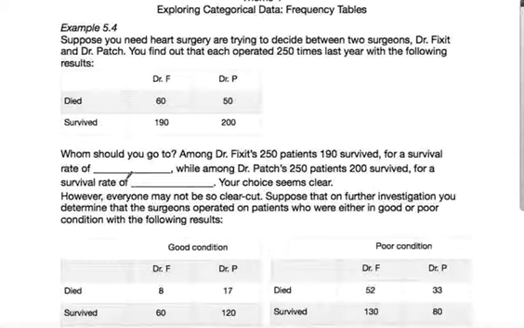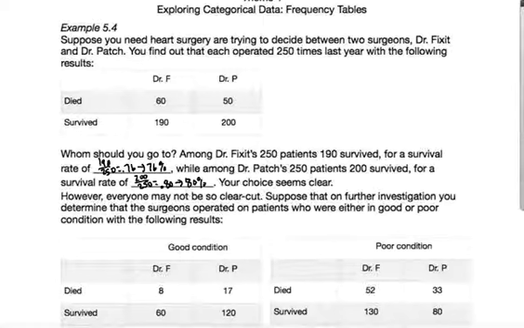So among Dr. Fixit's 250 patients, 190 survived for a survival rate of 190 out of 250, which gives you 0.76 or 76% that survived. While among Dr. Patch's 250 patients, 200 survived. So 200 out of 250 gives you 0.80 or 80%. So it seems like your choice is pretty clear. However, everything may not be so clear-cut.